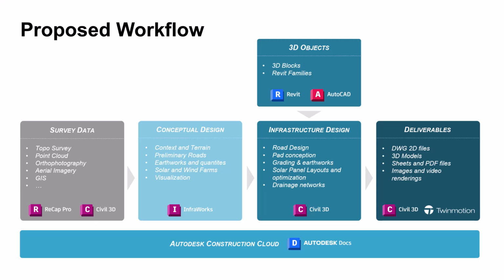Next, for the detailed infrastructure design, we use Civil 3D for precise road design, pad conception, grading, earthworks, solar panel layouts, and drainage networks. We can also integrate 3D objects, including 3D blocks and Revit families throughout the process. All this data can be managed within ACC, the Autodesk Construction Cloud, culminating in various deliverables such as 2D DWG files, 3D models, sheets, PDF files, and compelling images and videos rendering.